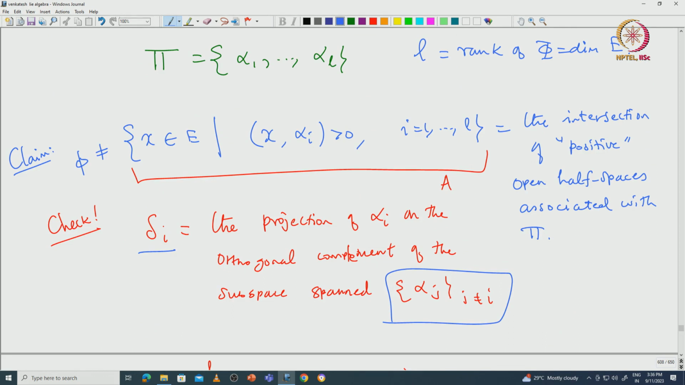So this is a simple construction that tells us that the intersection of these positive open half spaces associated with any basis must be non-empty. Geometrically, you can see that all these positive half spaces have infinite measure. If we take finitely many of them and intersect, you will still have an infinite measure open subset. This is going to be an open subset, and a convex open subset, which is not hard to see.